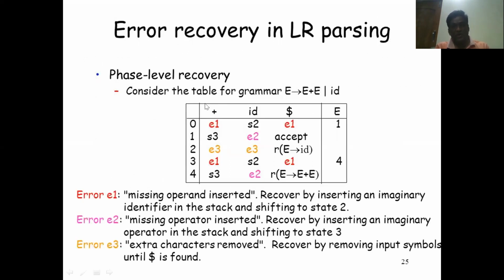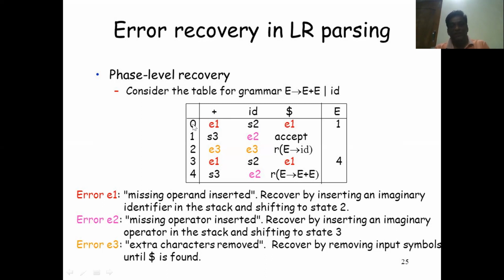So let us take an example grammar here. Say this is E implies E plus E or ID. That means this grammar has only the addition operation, that is ID plus ID. You can perform only the addition of two identifiers. If you construct the LR parse table, let us say that it is like this. On state 0, on ID, it is shift 2, and the remaining two possible cases are identified as error 1, E1 category.